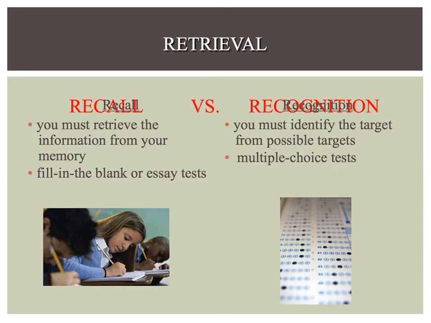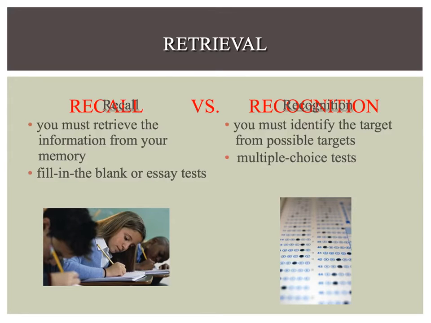Now, oh man, what happened here? Now we're going to start talking about retrieval. There are two types of retrieval for the purposes of this course, and they are recall and recognition. Recall is the type of retrieval where you retrieve information from your memory, not relying on any other assistance or any other aids. An example of this would be a fill-in-the-blank or essay test.